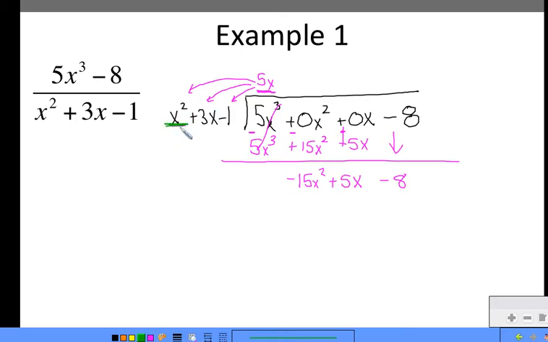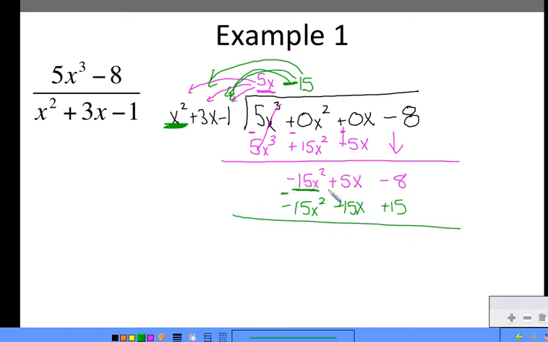So now we're still looking at this x squared, but we're going to say what makes it a 15x squared? Well, that's minus 15. And once again, we'll multiply it by everything here. So negative 15 times x squared is negative 15x squared. Negative 15 times 3 is negative 45x. Negative 15 times negative 1 is positive 15. And again, we subtract all of these, so I'll put subtraction signs there.